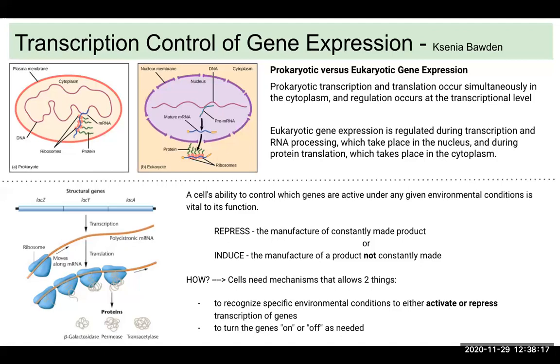Therefore, cells need mechanisms that allow for two things. One is to recognize specific environmental conditions that require them to either activate or repress the transcription of the genes relevant under those conditions. And the second is to turn genes on or off as needed. Next slide.